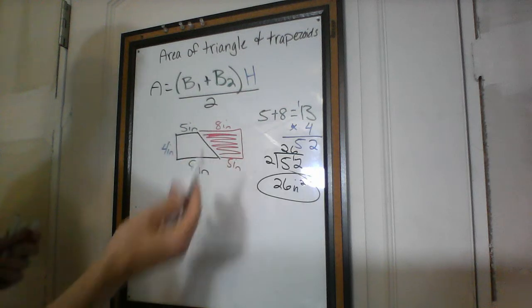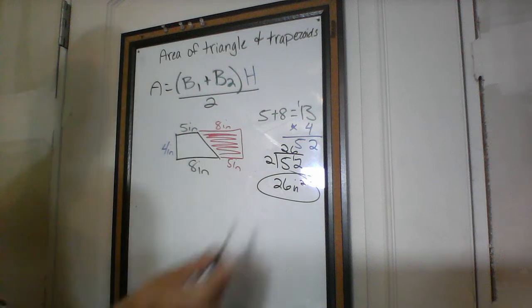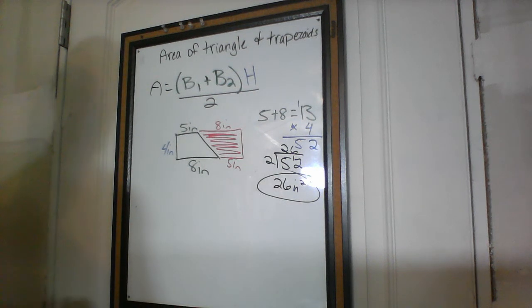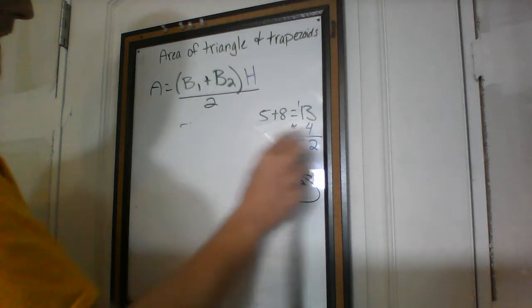Okay, so there's our 13 base times height right here. 13 times 4, that would be the area of your rectangle. But again, we are only using half of that rectangle. We have to divide by 2. Okay, all right, review problems.